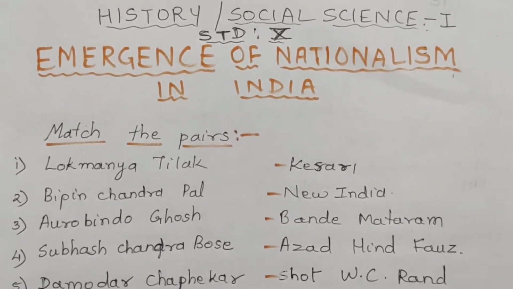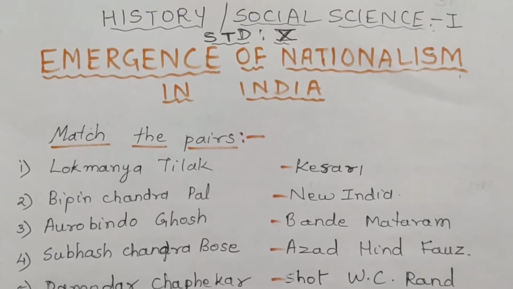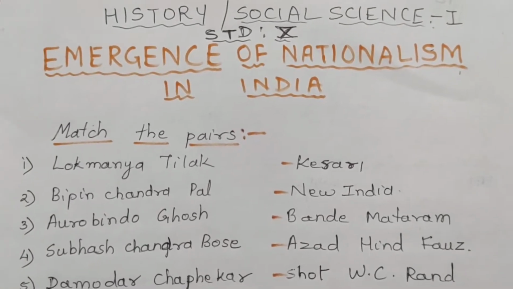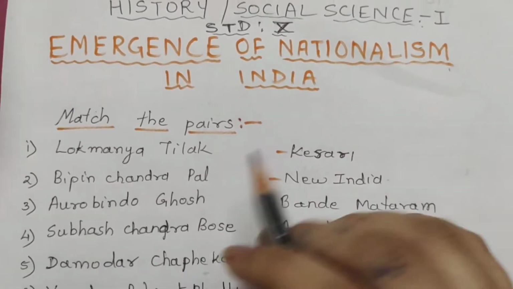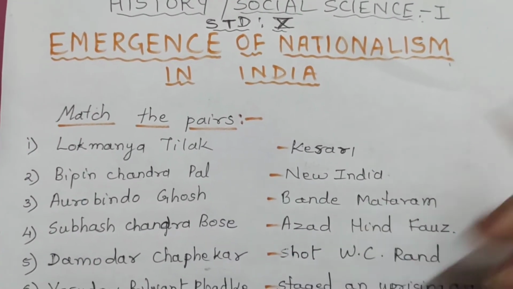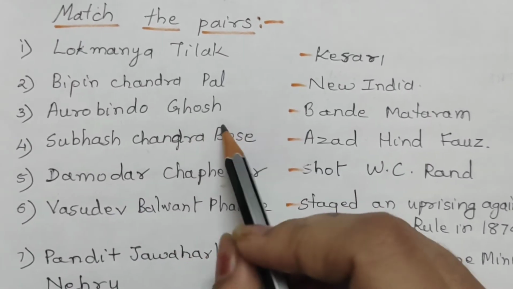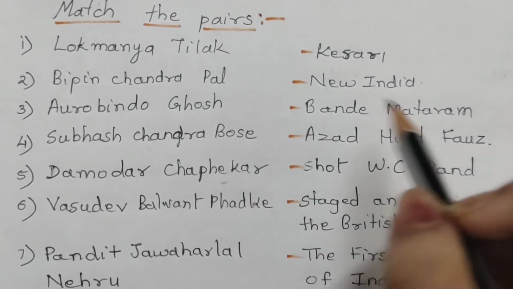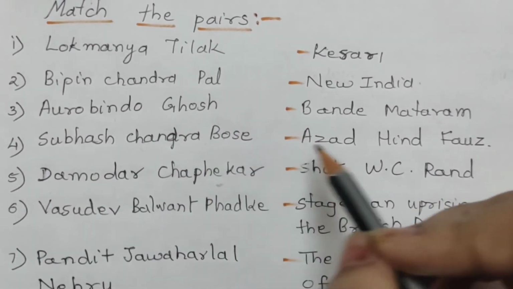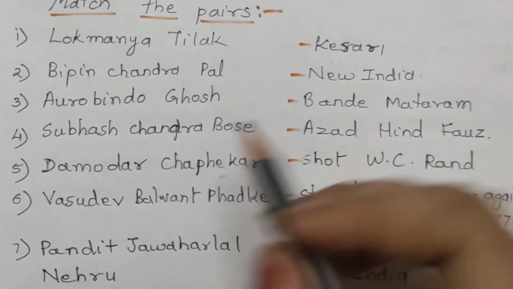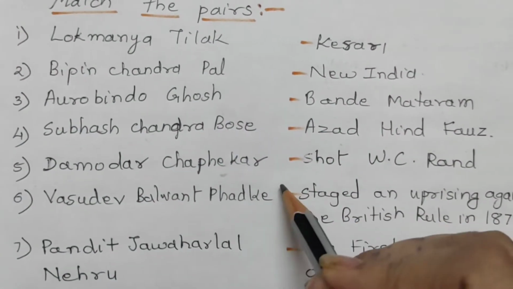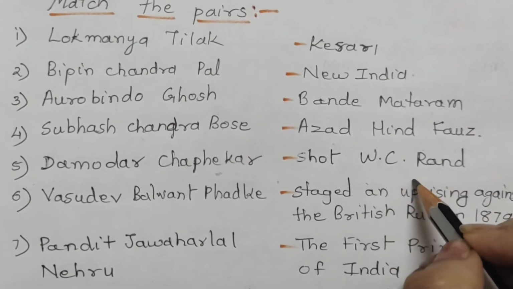Match the best. 1. Lokamanya Tilak, Kesari. 2. Bipin Chandra Pal, New India. 3. Aurobindo Ghosh, Vande Mataram. 4. Subhash Chandra Bose, Azad Hind Fauj. 5. Damodar Chafekar, shot W.C. Rand.